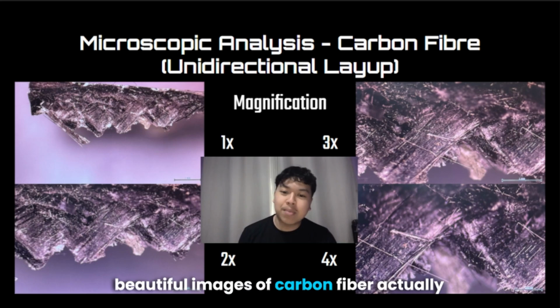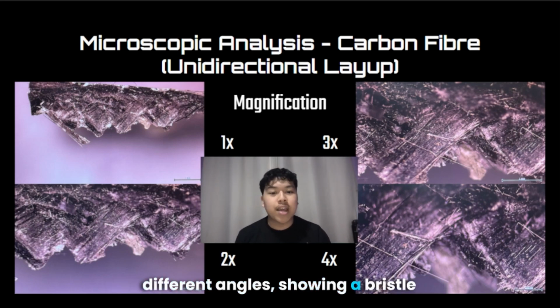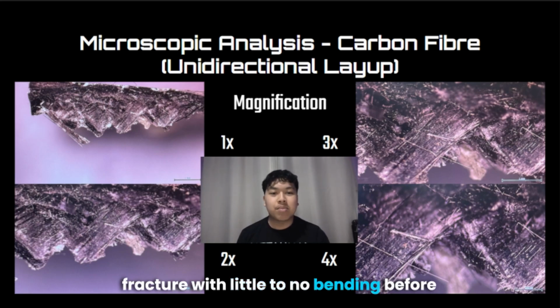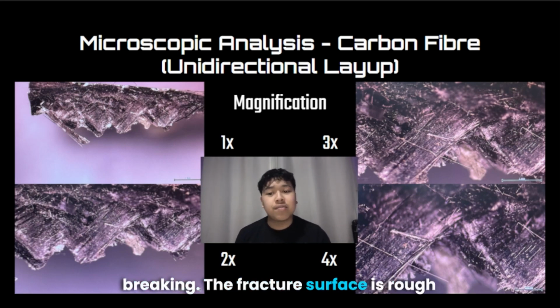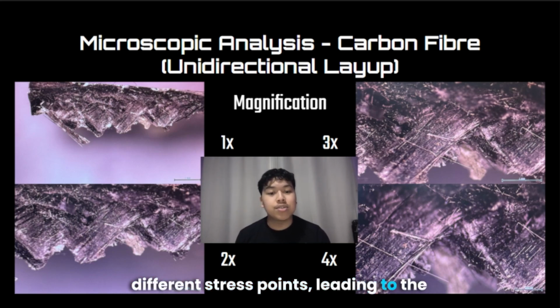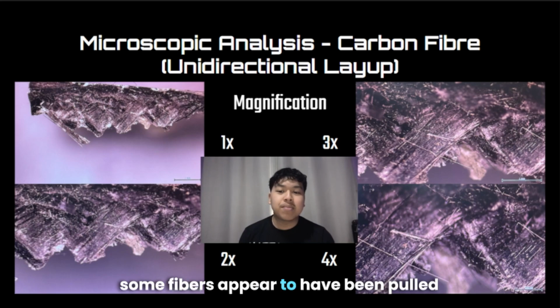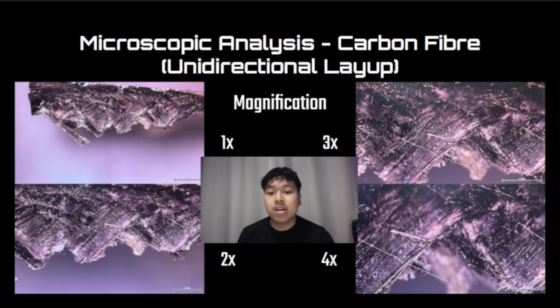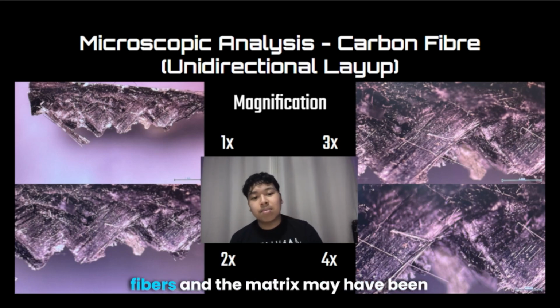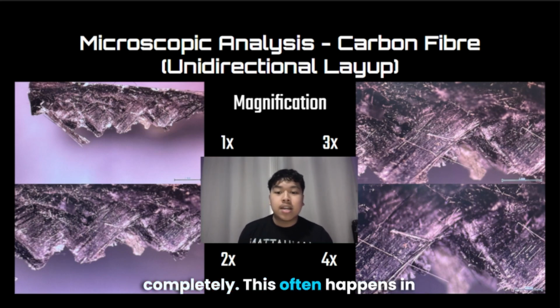And these beautiful images of carbon fiber actually reveal the fiber bundles breaking at different angles, showing a bristle fracture with little to no bending before breaking. The fracture surface is rough and jagged, meaning the fibers broke at different stress points, leading to the uneven edge seen in the images. Also, some fibers appear to have been pulled out of the surrounding material, indicating that the bond between the fibers and the matrix may have been weakened before the fibers broke completely.